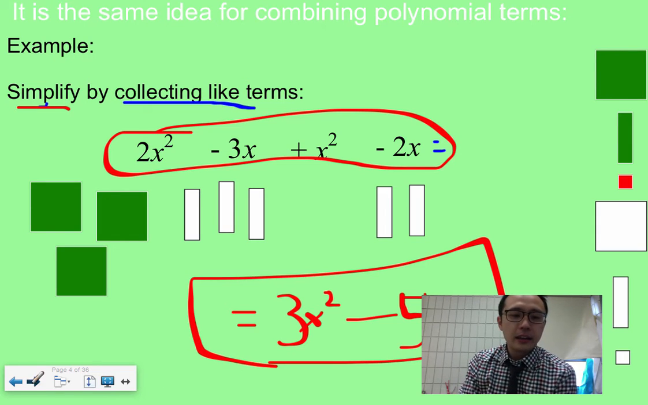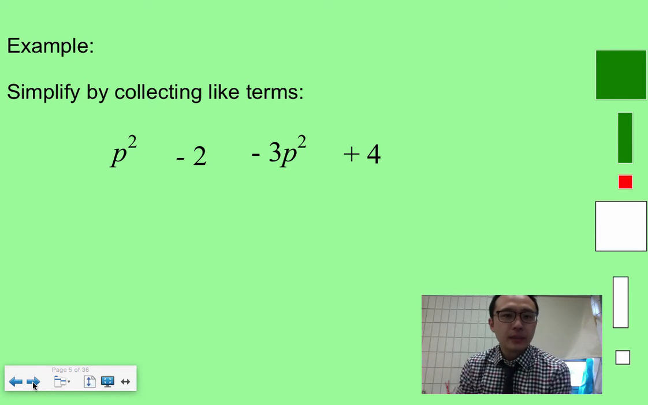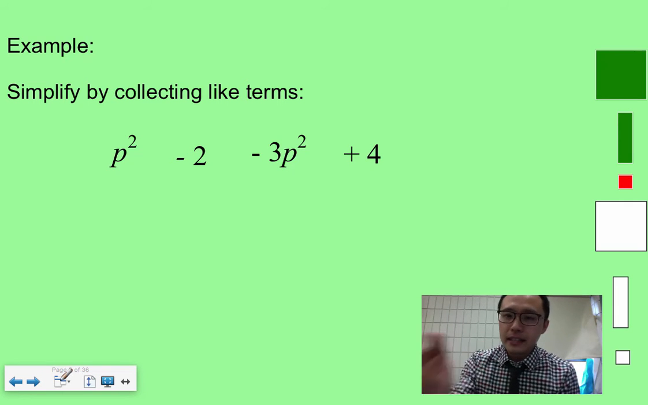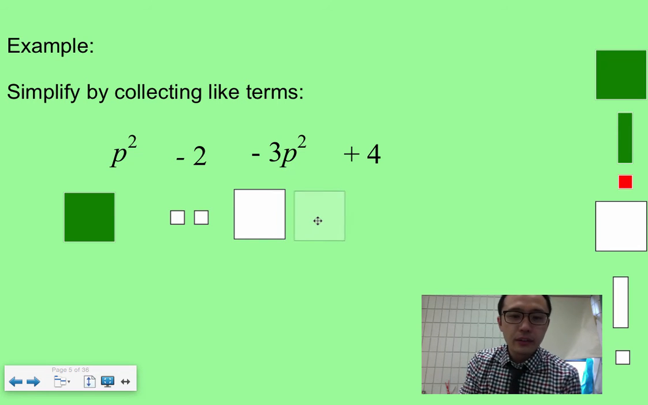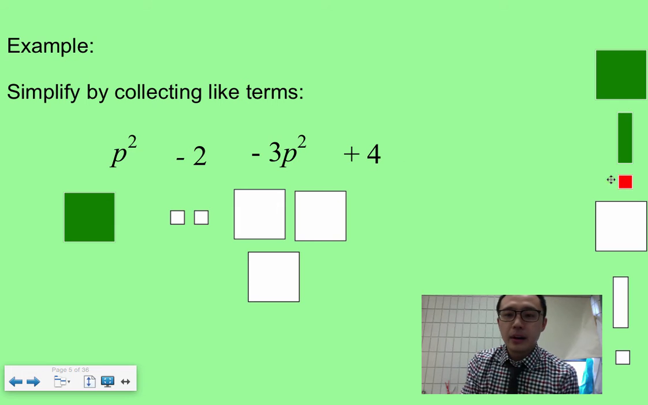Okay. Here's another example with p's. Simplify by collecting like terms like this: p squared subtract 2 subtract 3p squared plus 4. I don't care if it's p's or x's. These shapes still mean the same thing. So p squared, here's 1. Negative 2. I need the white one, so we need 2 of these. This will make it negative 2. Negative 3p squared. So I need the white one, and I need 3 of these because each one of them is a p squared, and I need a positive 4.